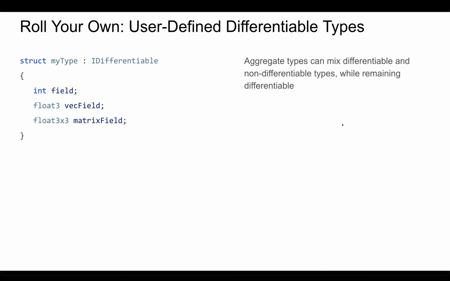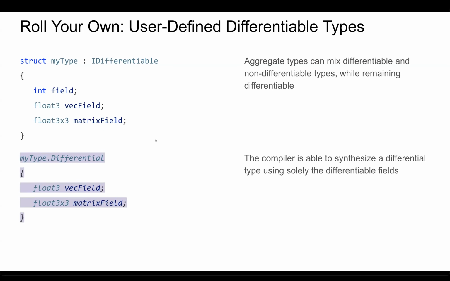Now, you can also define aggregate types that mix both differentiable and non-differentiable fields, and the compiler will still treat the type as differentiable. For example, consider this very slightly different struct. It has an integer field member where the prior one had a float. Now, because an integer is not a continuous value, it's not differentiable. So when Slang synthesizes the associated differential type for my type now, it will only include the differentiable fields.